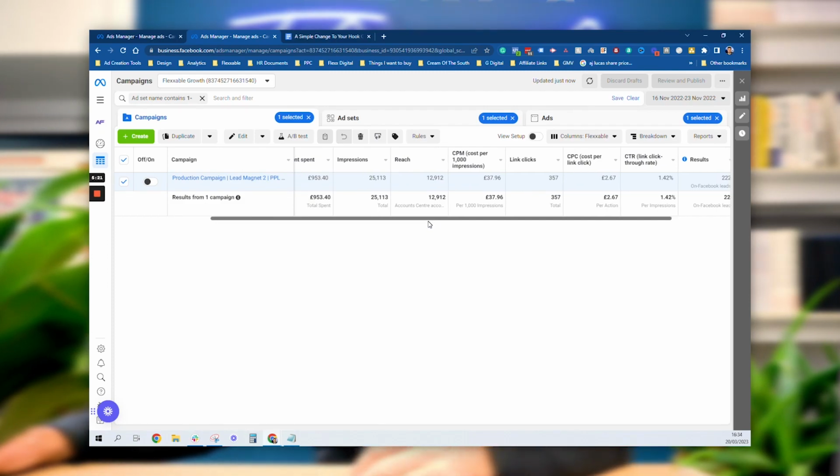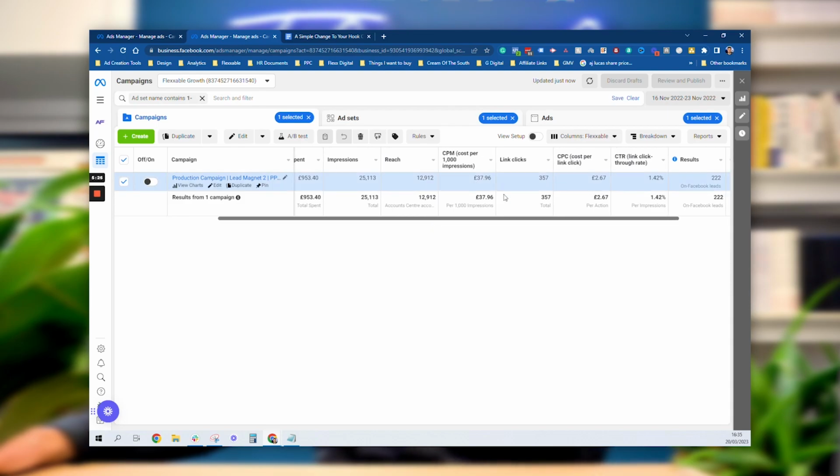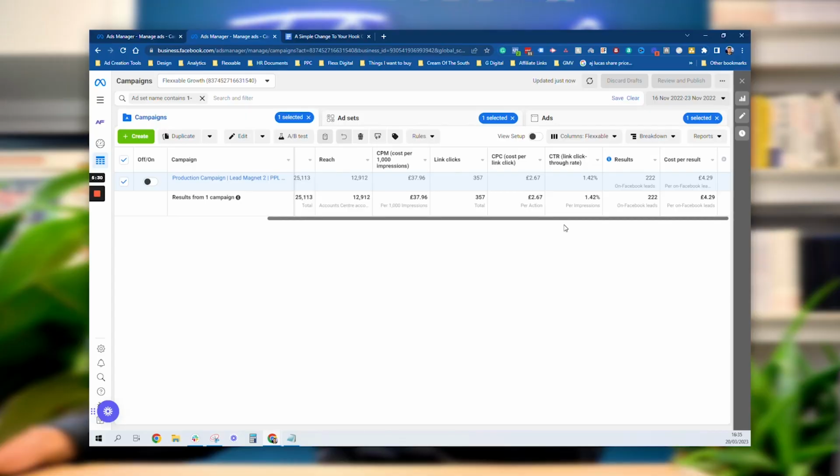Funny that, 1.42%. I've always said 2% is like a really good rate for lead ads. Well, it's about what you want to aim for. Anything above that's super good. I've seen 6, 7, 8% with some of our stuff if the offer really works. The cost per click had come down to £2.67. And our cost per lead had come down to £4.29. So it had reduced by more than £2 or more than, roughly 33%.